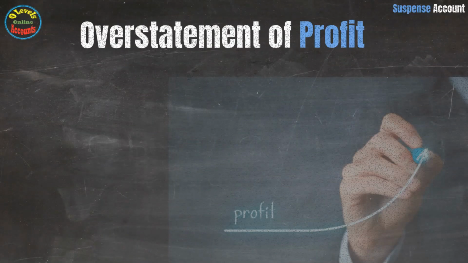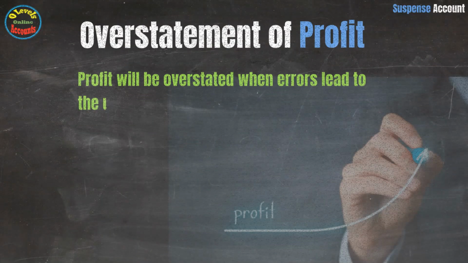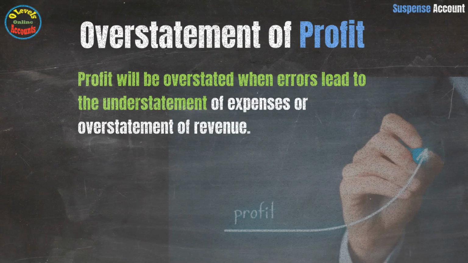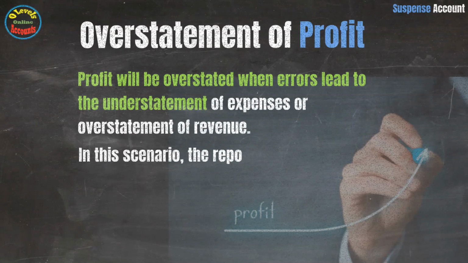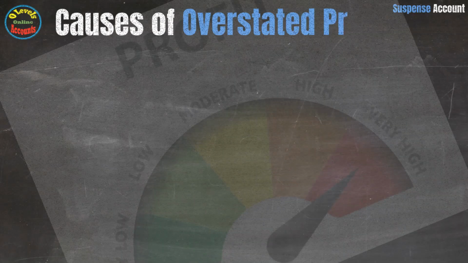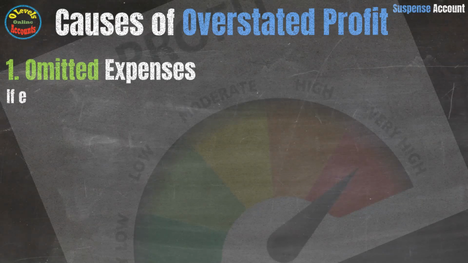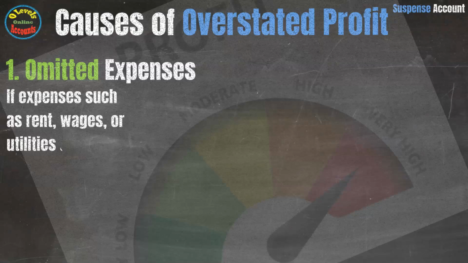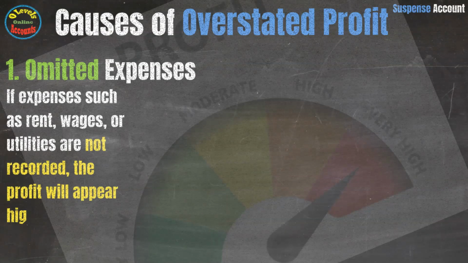Profit will be overstated when errors lead to the understatement of expenses or overstatement of revenue. In this scenario, the reported profit will be higher than the actual profit. Let's check the causes of it. Here we will check the causes of overstated profit due to errors. The first cause is omitted expenses. If expenses such as rent, wages, or utilities are not recorded, the profit will appear higher than it actually is. For example, if a business fails to record $5,000 in rent expenses, profit will be overstated by $5,000.